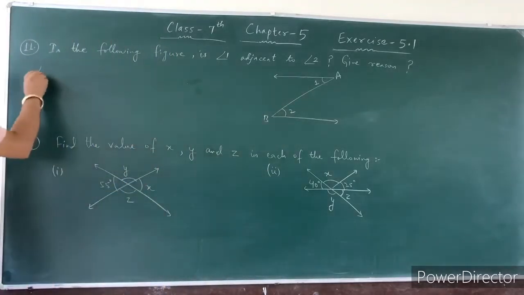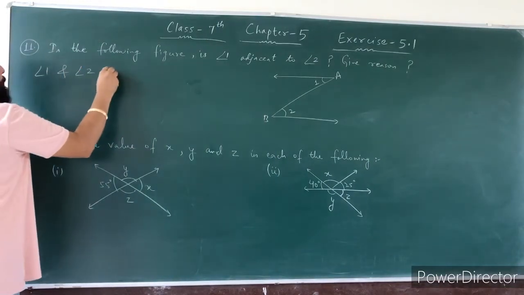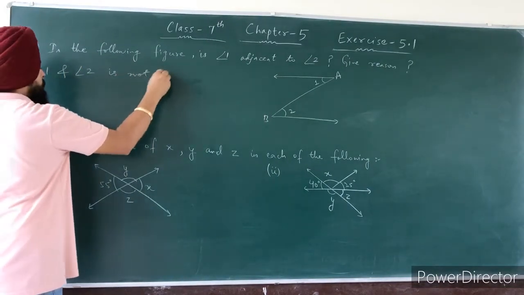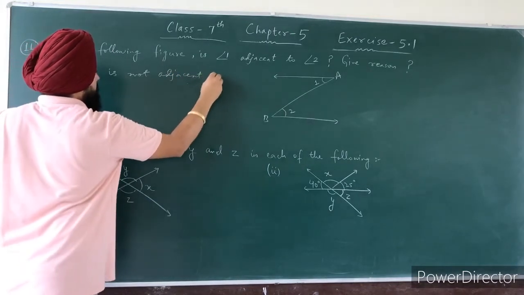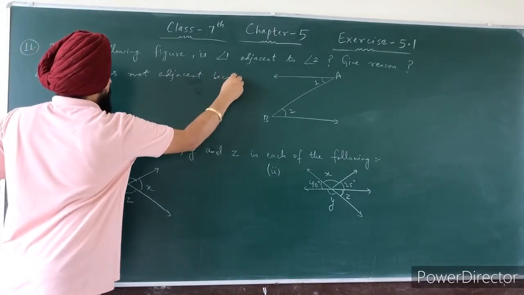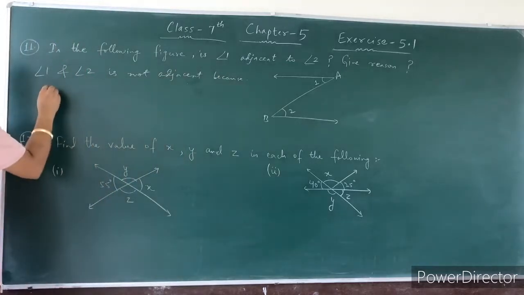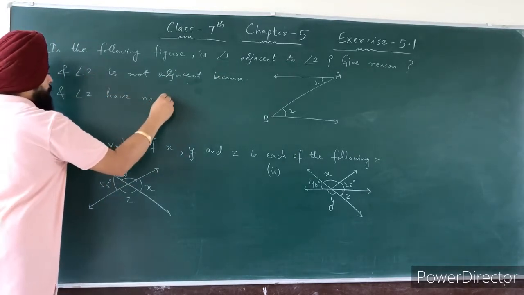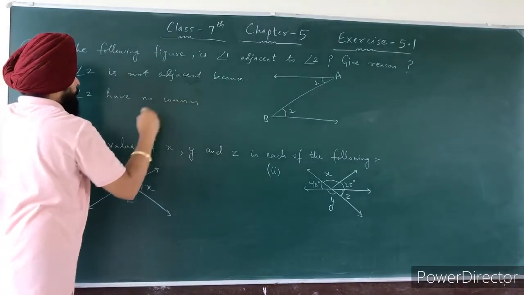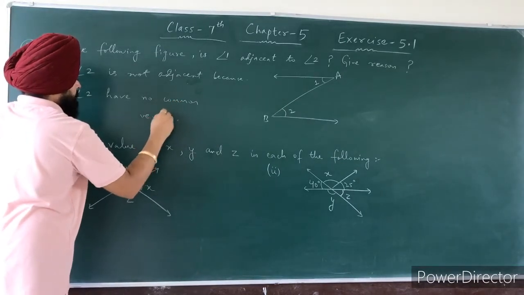Here, so if you write here: angle 1 and angle 2 are not adjacent because angle 1 and angle 2 have no common vertex.